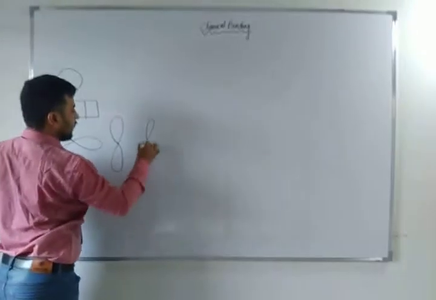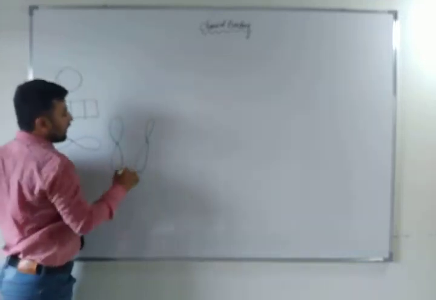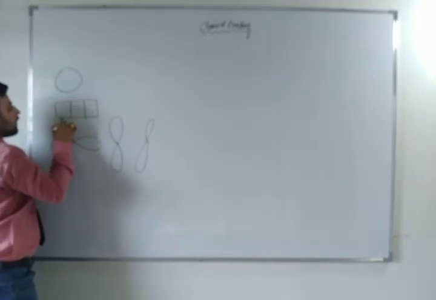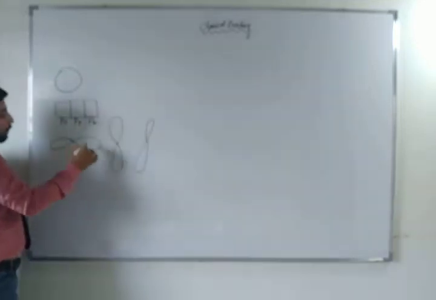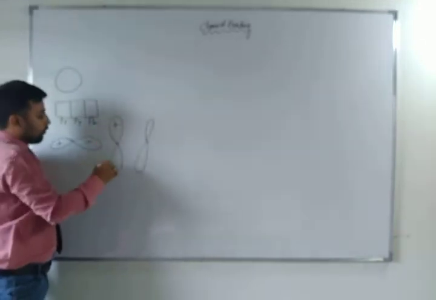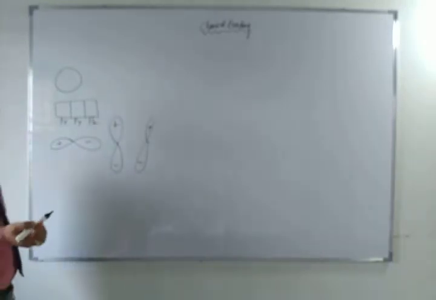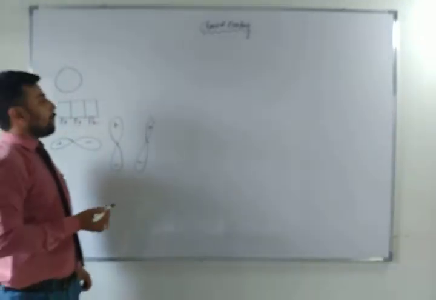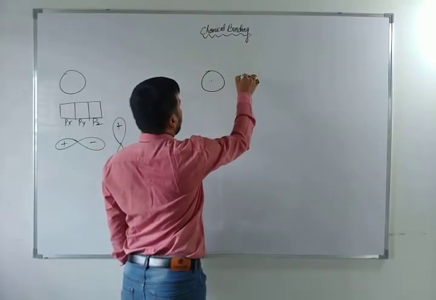So here Px, Py and Pz. This is symmetrical, on the x-axis, this is sidewise, this is lateral wise. In this Px dumbbell, there is one positive lobe and one negative lobe. Positive lobe, negative lobe. So when the atomic orbitals overlap, just suppose this is an s orbital and an s orbital.